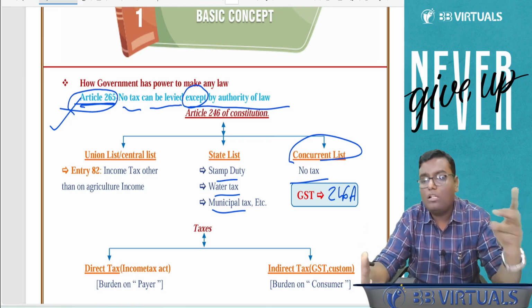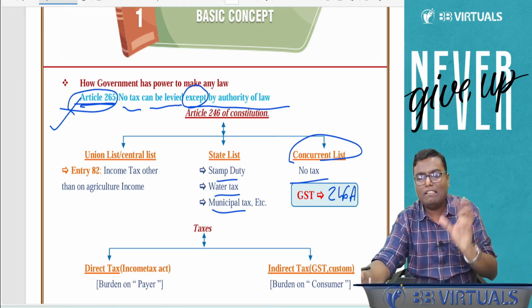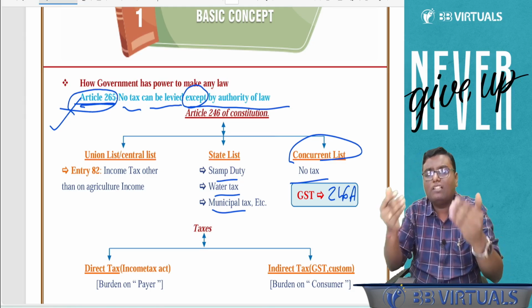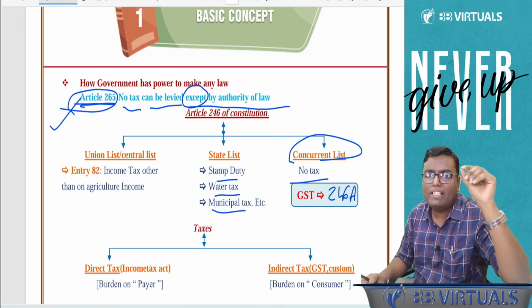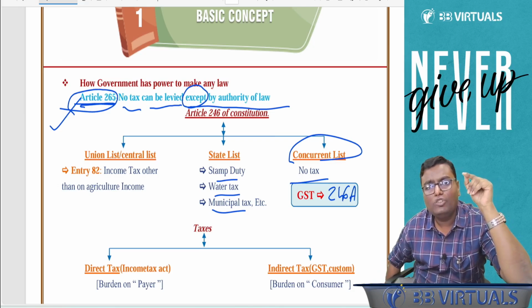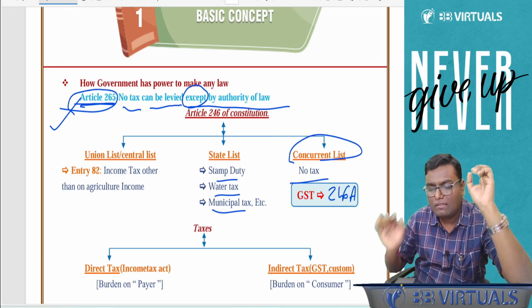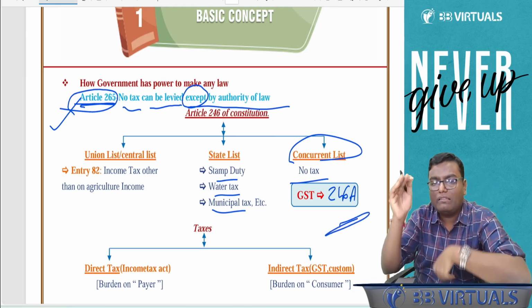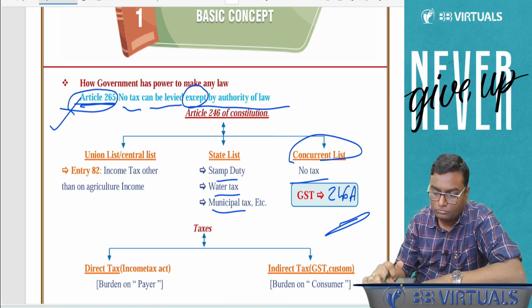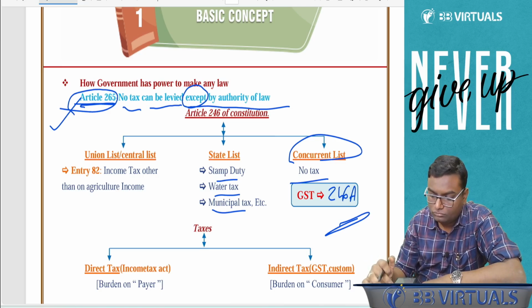Are you understanding this? So up to now, two articles we just saw, the basic things: that the power to collect tax is with the government of India and that power is given by article 265. The distribution is done by which article? Article 246. Just read up to now. And if any doubt, then please tell me in the chat box.